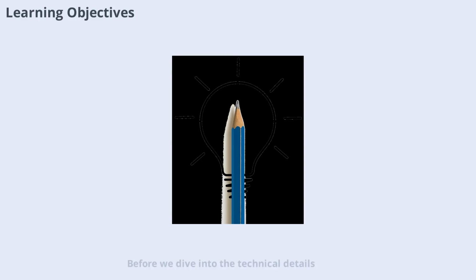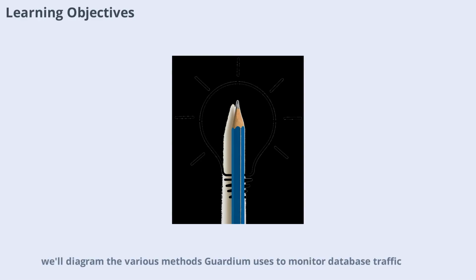Before we dive into the technical details, let's outline our objectives for this session. First, we'll define the types of data sources Guardium can monitor both actively and passively. Next, we'll diagram the various methods Guardium uses to monitor database traffic, ensuring comprehensive coverage. Finally, we'll identify the essential functions of aggregation, central management, and load balancing within the Guardium ecosystem. These objectives will guide our exploration and help you understand the full scope of Guardium's capabilities.